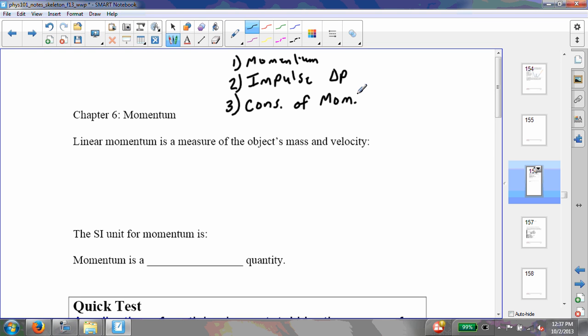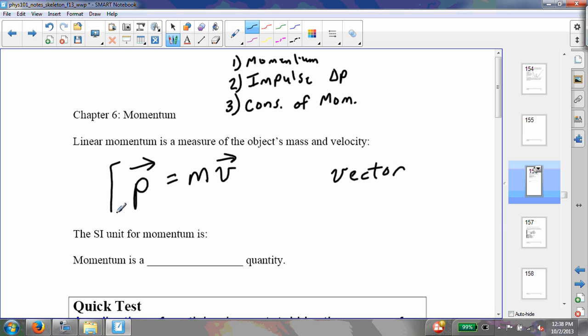Now, linear momentum is just a measure of the object's mass and velocity. So it's the product of the mass and the velocity. It is a vector quantity, so we'll draw it with an arrow. It's equal to the mass, which of course is a scalar quantity, times the velocity. And again, the velocity is a vector quantity. So this product is a vector. We use a lowercase p to describe momentum. The SI unit for momentum, no fancy units here, is just kilograms meters per second. And as I said, momentum is a vector quantity.